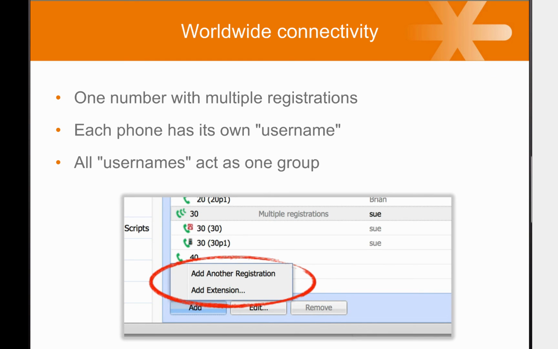You have worldwide connectivity, so you have one number with multiple registrations. In my case, for example, I have a desktop phone, I have a software client on my laptop, and I also have a SIP client on my iOS device. All those three products can establish a connection to our Kerio Operator box. So it doesn't matter where I am. You just call my number, and one of my devices will definitely ring. So they all act as one number, as one group.